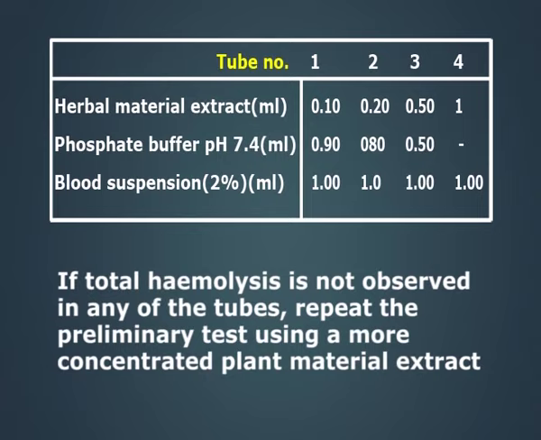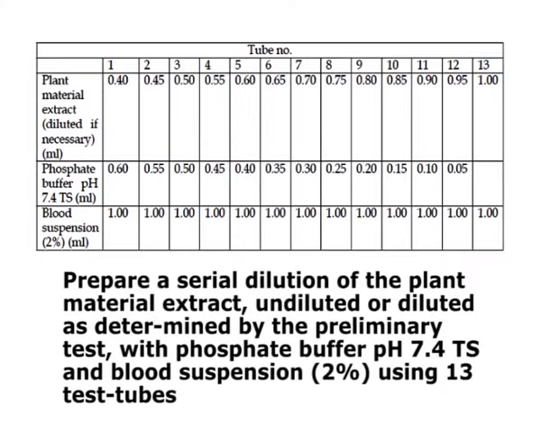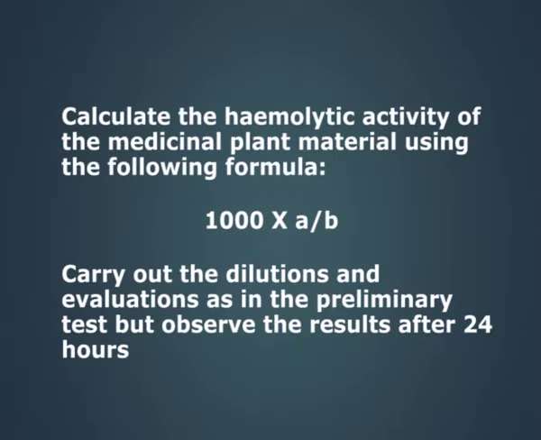Main test. Prepare a serial dilution of the plant material extract, undiluted or diluted as determined by the preliminary test with phosphate buffer pH 7.4 test solution and blood suspension 2% using 13 test tubes as shown in table 4. Carry out the dilutions and evaluations as in the preliminary test but observe the results after 24 hours.